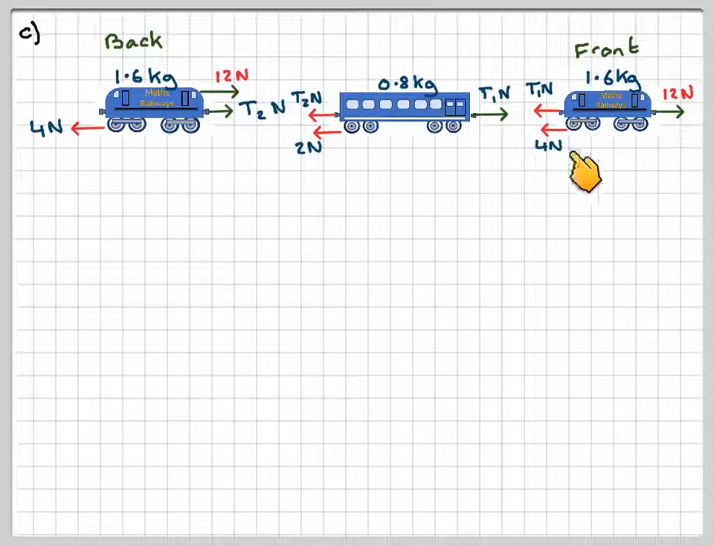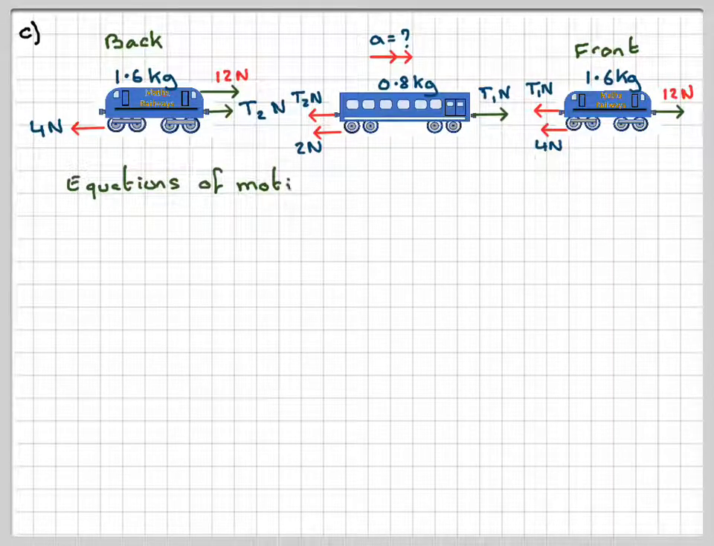By the way, you don't need to draw these like trains. You can just draw them as blocks. Okay, and now what we've got to do is find the acceleration, because we have a different acceleration because we've got different driving forces. So the equations of motion, doing each one separately.